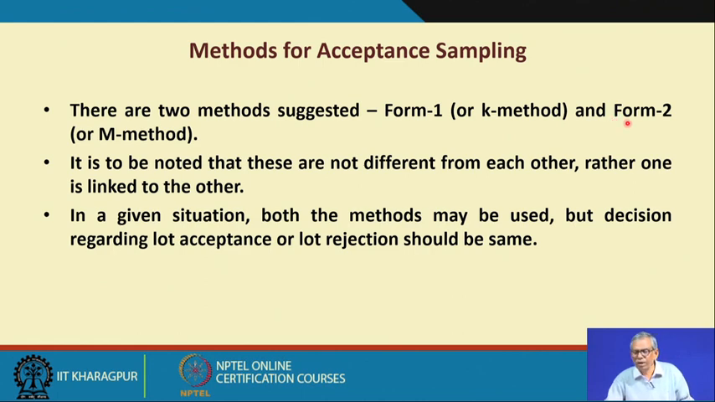You are getting my point? So many times you can use the form 2 method for verification purposes. This is the point to be noted: these are not different from each other, rather one is linked to the other. You don't start with form 2, you start with form 1 and then move to form 2. While we explain the methods in detail, you will understand these steps. In a given situation, both methods may be used, but the decision regarding lot acceptance or lot rejection should be the same.